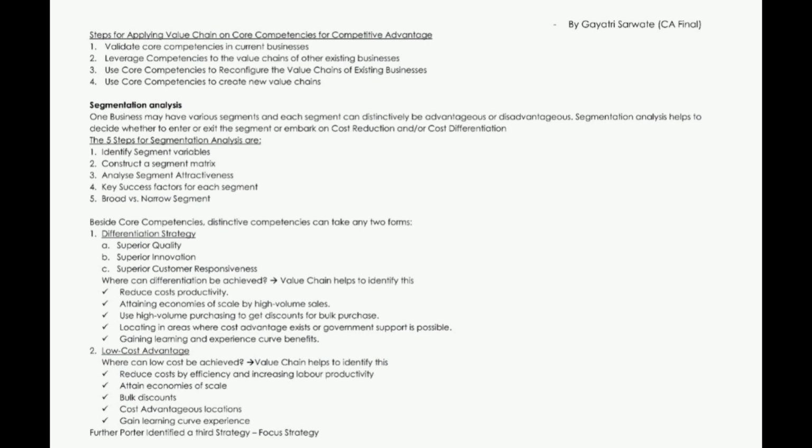And the third one was superior customer responsiveness, which is that the company produces products or provides certain kinds of services which are aligned with the customer's expectations. And when the customer expectations are met, it becomes a differentiation strategy.